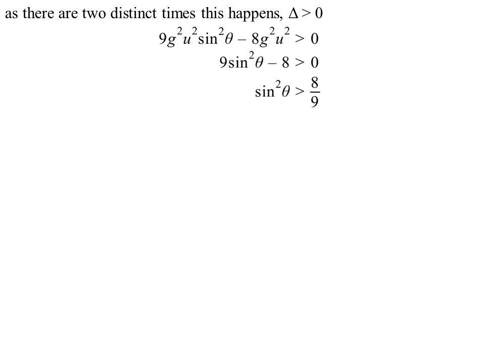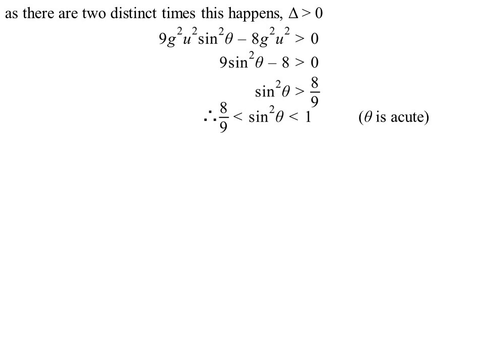Here's my discriminant: 9 g squared u squared sine squared theta minus 8 g squared u squared. Okay, well, g was a constant, that's our gravitational acceleration. u is a constant, that was our initial velocity. Divide both sides, therefore, by g squared u squared. I now have a little trig inequality there. Sine squared theta has to be greater than 8 on 9. That tells me that 8 on 9 is less than sine squared theta is less than 1.